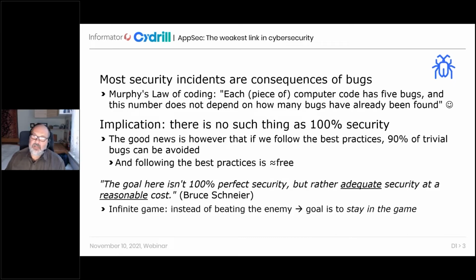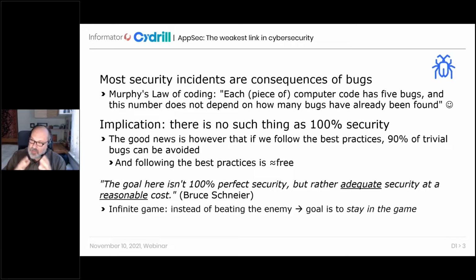Given the fact that software security is about bugs, if we put that together with another very important fact, which is that there is no software without a bug. If you know Murphy's law of coding, the simple version says that each and every non-trivial program has at least one variable, at least one loop, at least one branch, and at least one bug, right? And I pretty much like the extended version of Murphy's law of coding, which says that each software has exactly 5 bugs, and this number does not depend on the number of bugs that have been found already. Yeah, this is an unfortunate situation for those developing software. They know this pretty well.